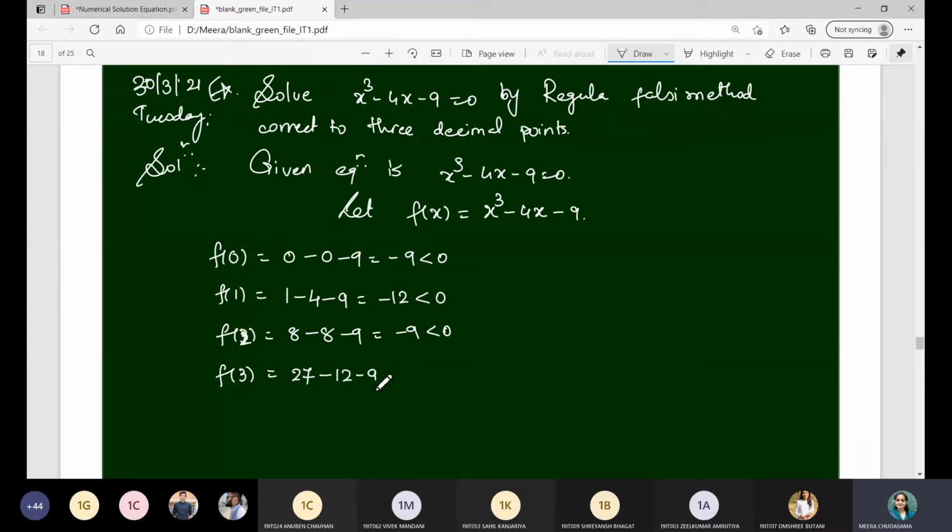So it is 6, which is positive. So we get an interval or 2 points where one of the function value is negative, one of the function value is positive. Therefore, by intermediate value theorem, I can say root lies in 2 to 3 interval, right?